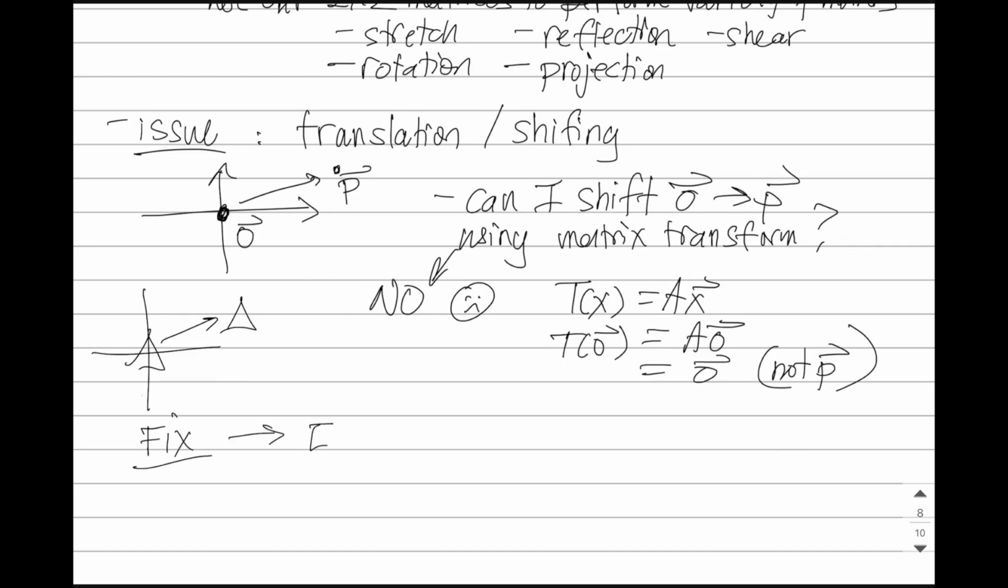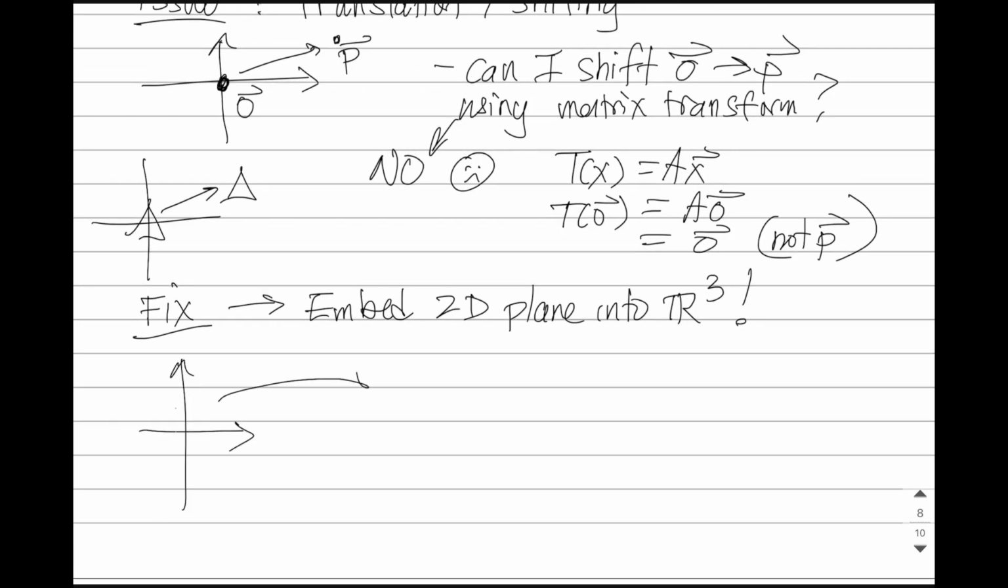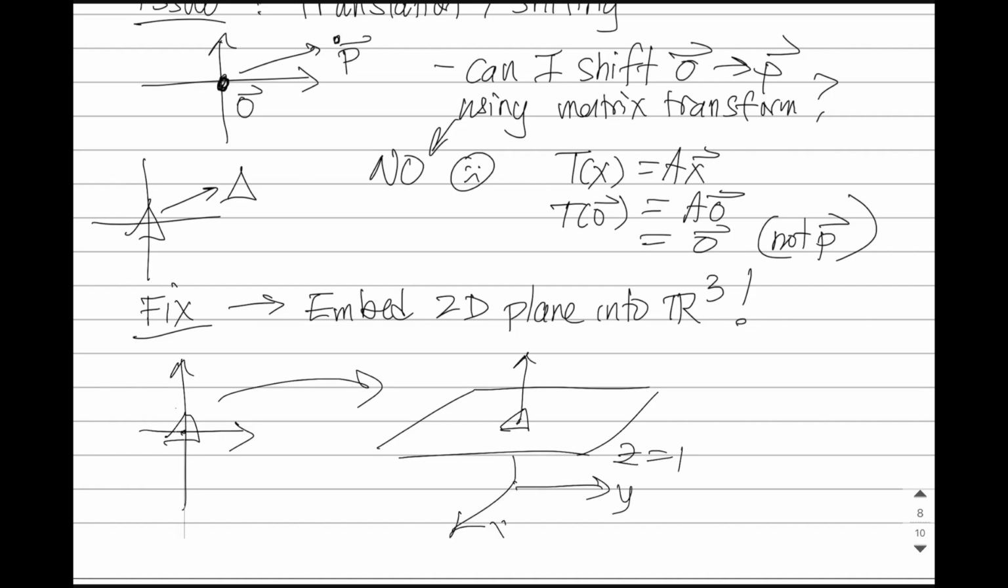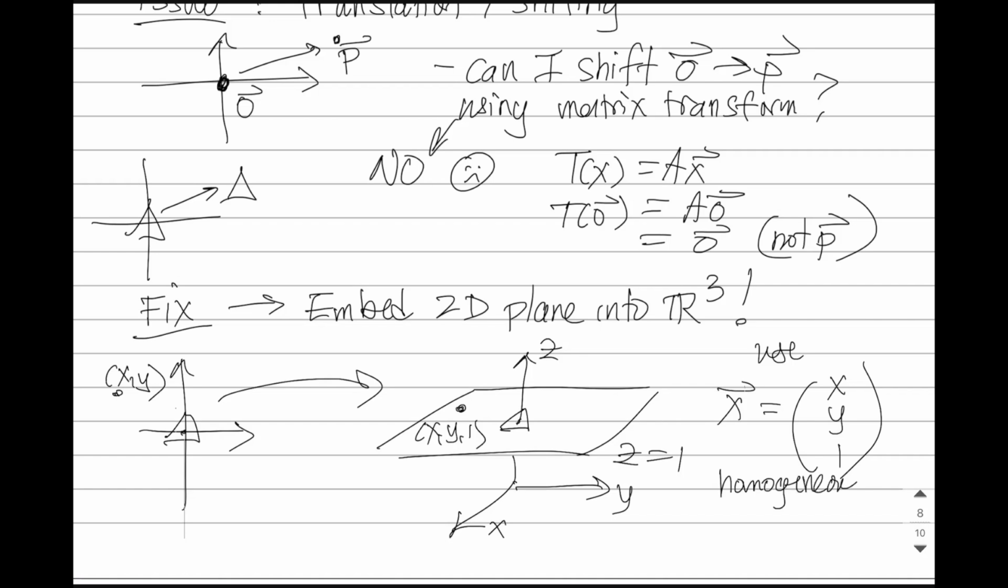So here's the fix. Why are we sticking in 2D? Let's embed this 2D plane into R3. Let's cheat. Instead of thinking of the 2D universe as just a 2D universe, I'm going to think of it as living in one specific plane, and just for convenience, I'll take the plane z equals 1. The point that lived at, let's say, x and y now lives at x, y, and 1. We are just appending an extra dimension to our vectors. We are going to use this form exclusively. These are called homogeneous coordinates.